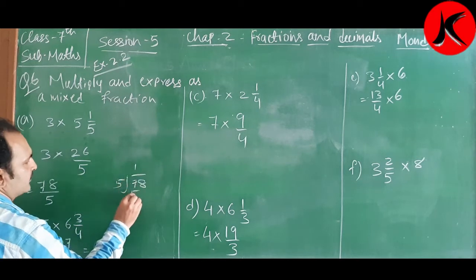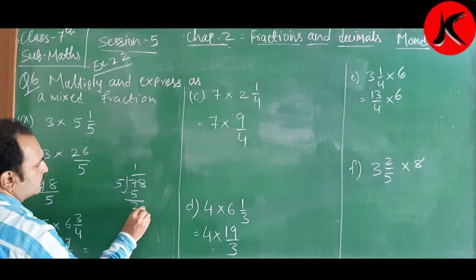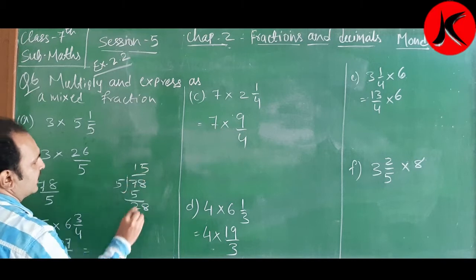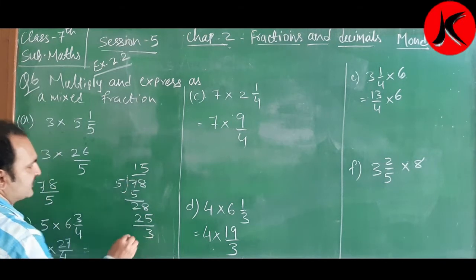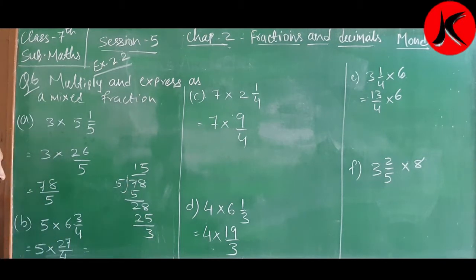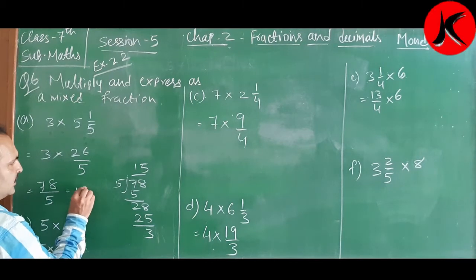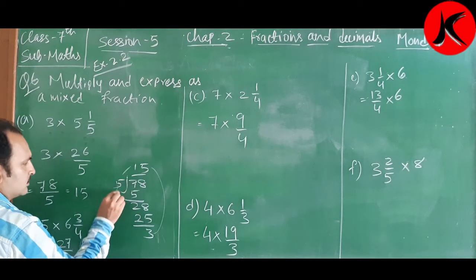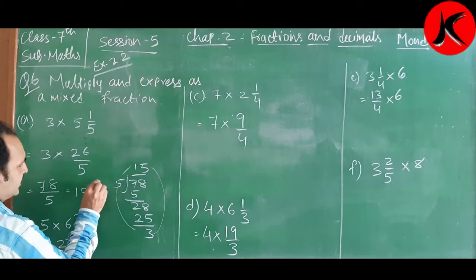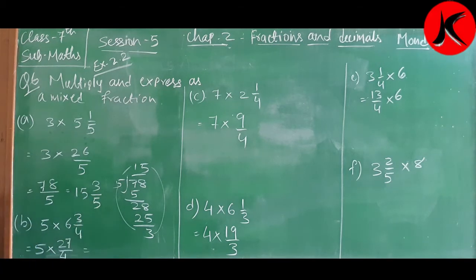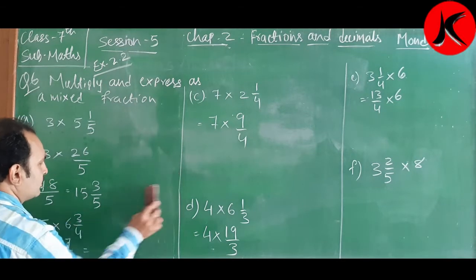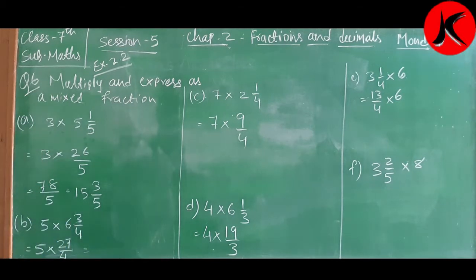Now divide 78. 5 ones are 5. 7 minus 5 is 2. 8. 5 5s are 25. 8 minus 5 is 3. Okay. So 15 integer 3 upon 5. This is our answer.